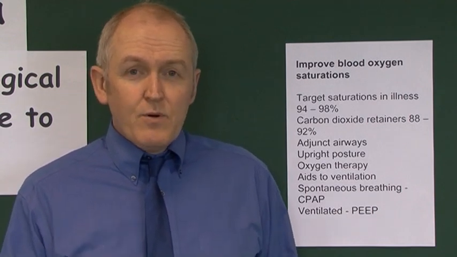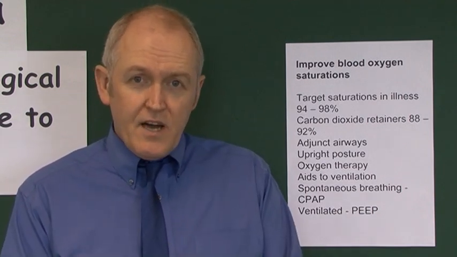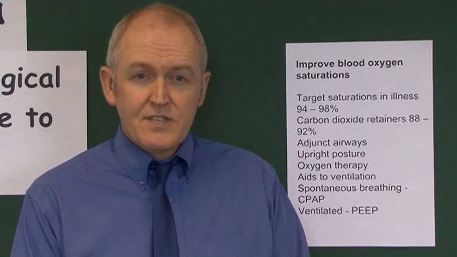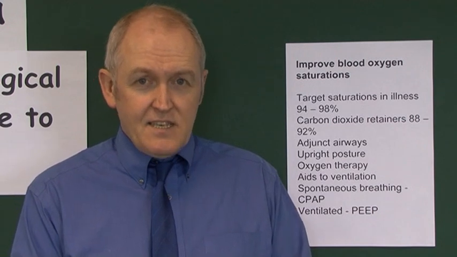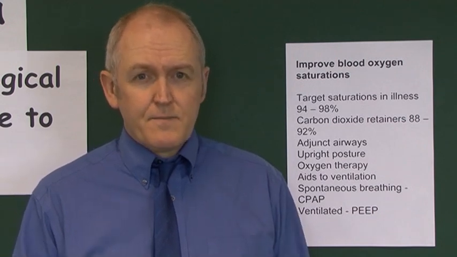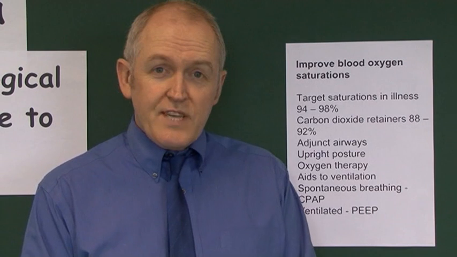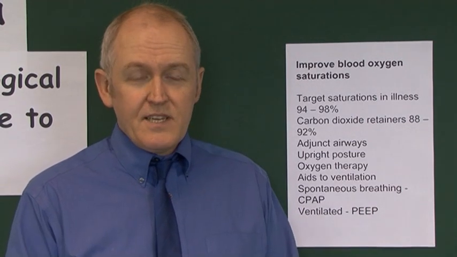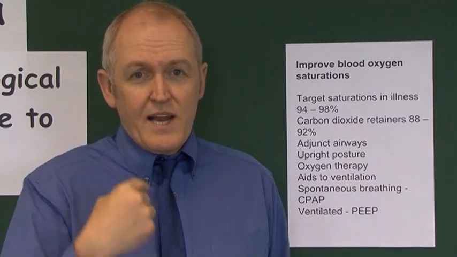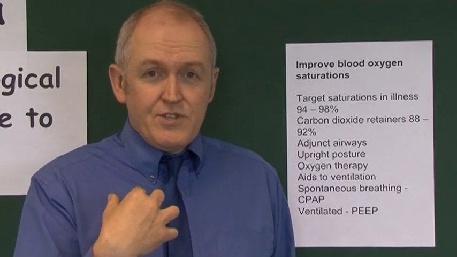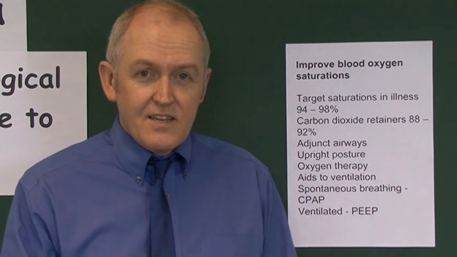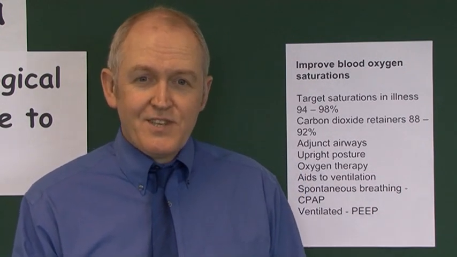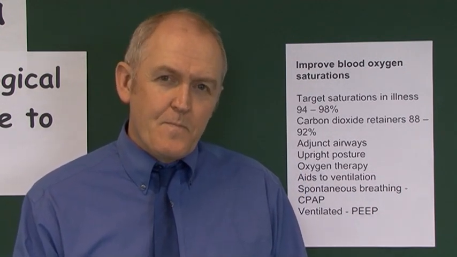So most people in any form of illness aim for 94 to 98% saturations. Chronic carbon dioxide retainers will accept 88 to 92% saturations. Sometimes we can use adjunct airways. Of course, there's many of these. There's nasopharyngeal airways, oral airways, laryngeal masks, endotracheal tubes. You've just got to decide, using your clinical judgment, what the patient needs at that time.